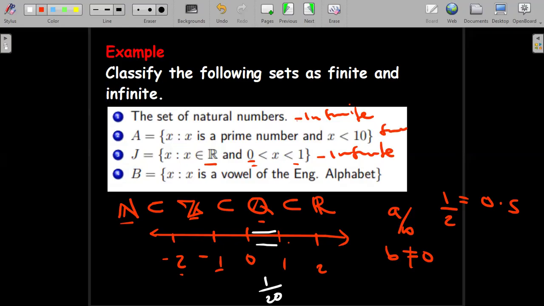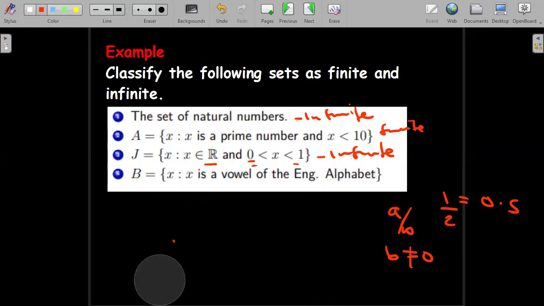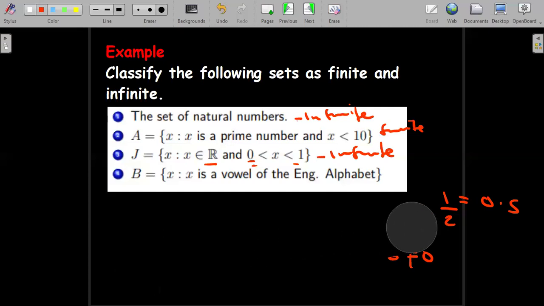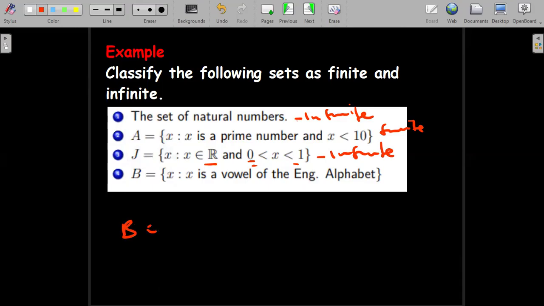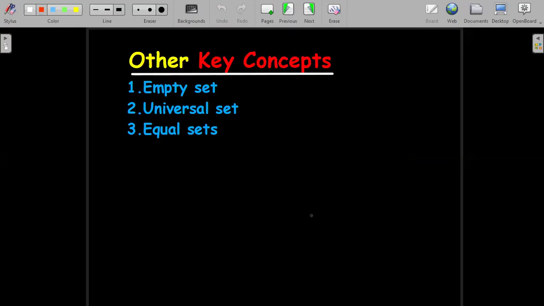This here is a finite set, as we said. So that one is an infinite set. Then the last one is just a set X such that X is a member of the vowels of the English alphabet. And of course, we can easily list that out. So we have B, the English alphabet vowels, that's A, E, I, O, and U. So this here is going to be the set B. And I can easily count those elements. So this is a finite set. Okay, so that's it about infinite and finite sets.